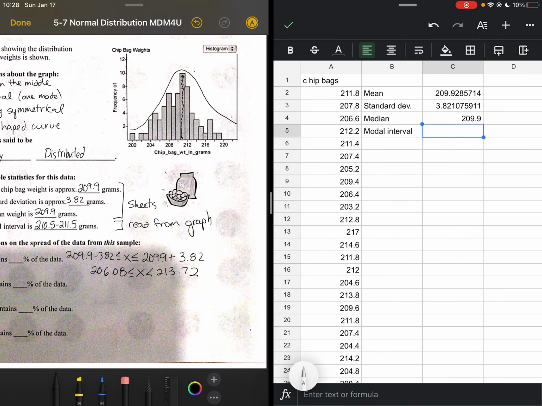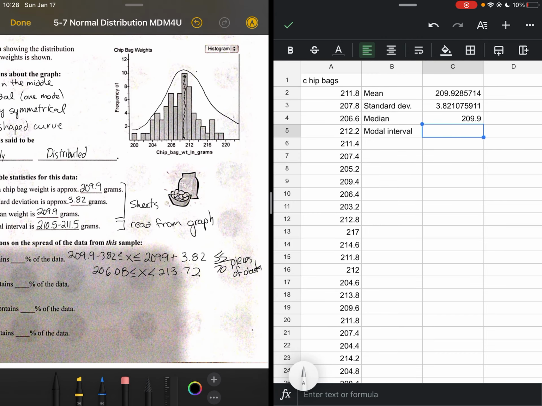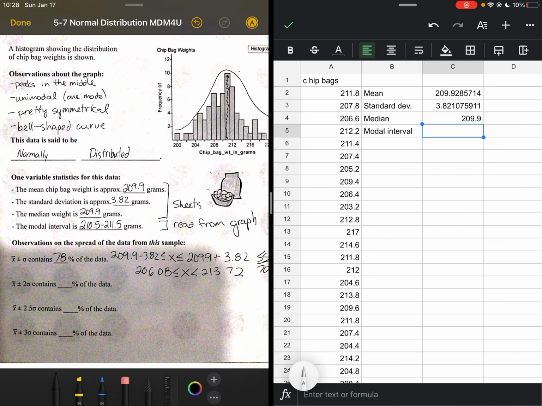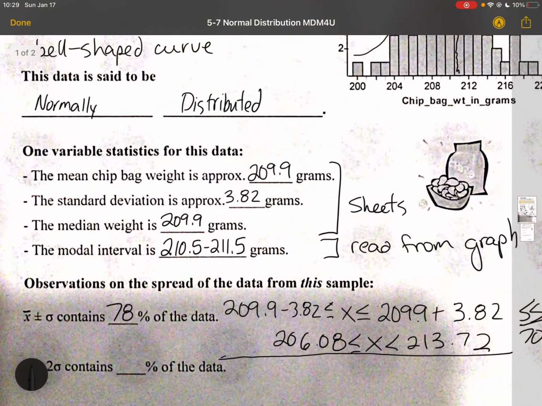Holy smokes. Okay, so we've got 55 out of 70 pieces of data, which is going to translate to about 78%. We're going to continue the pattern down here for x plus or minus 2 sigma and x plus or minus 2.5 sigma. We've highlighted the majorities, so it should go a little bit faster here.